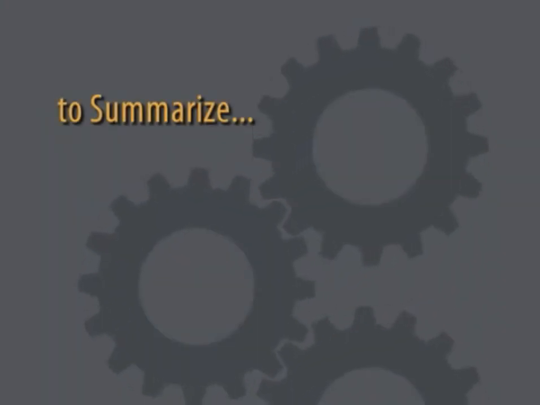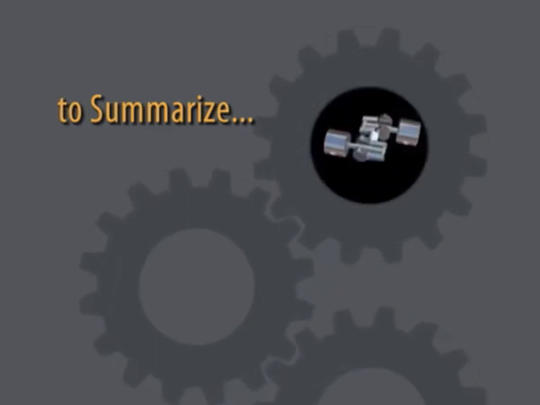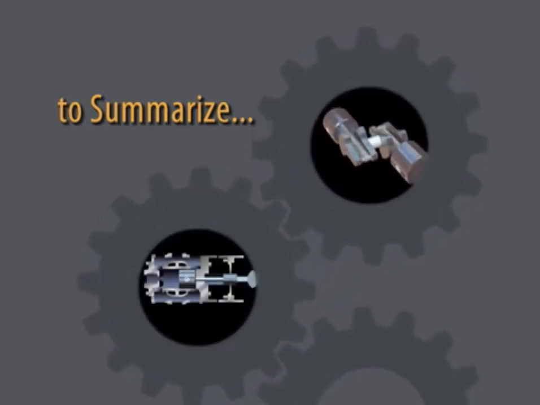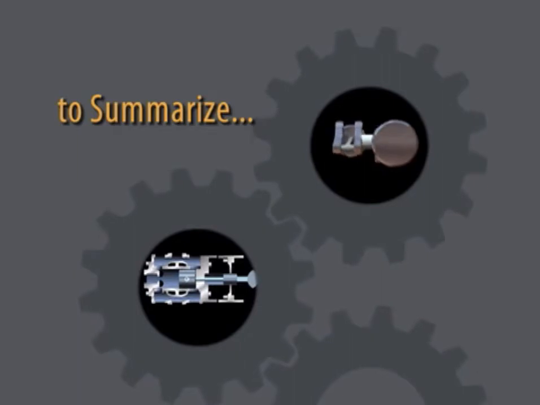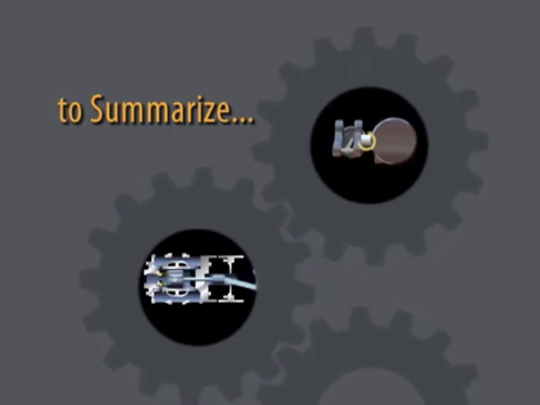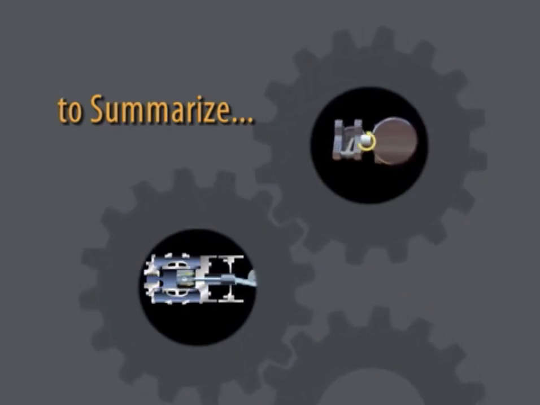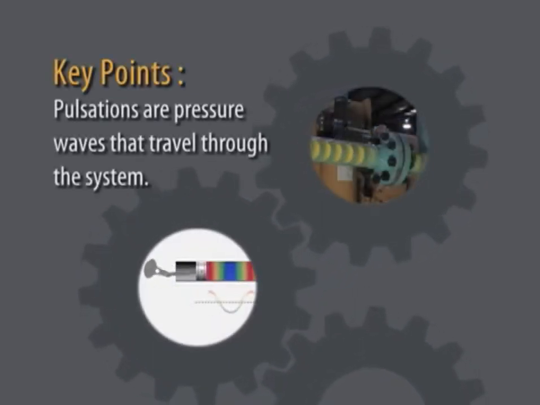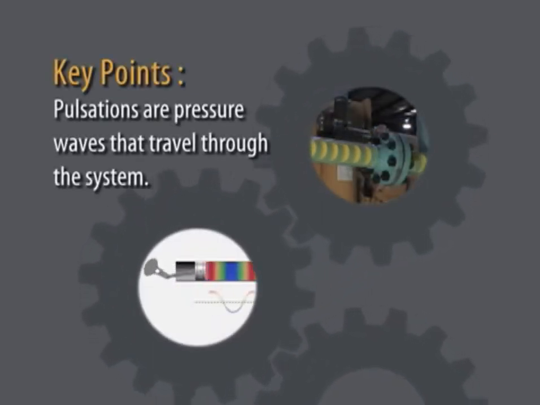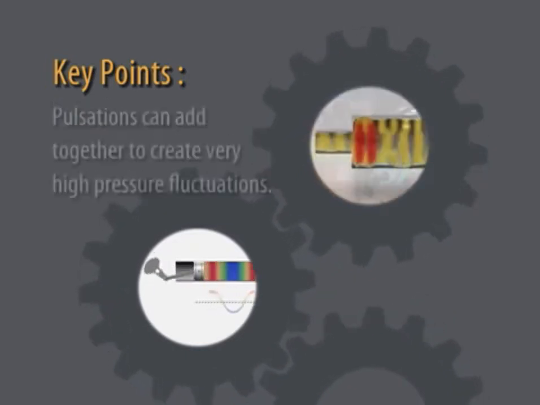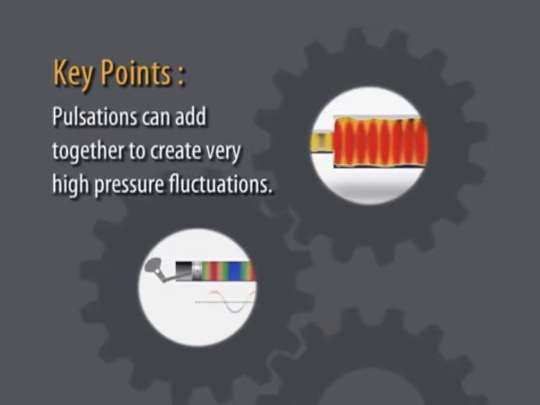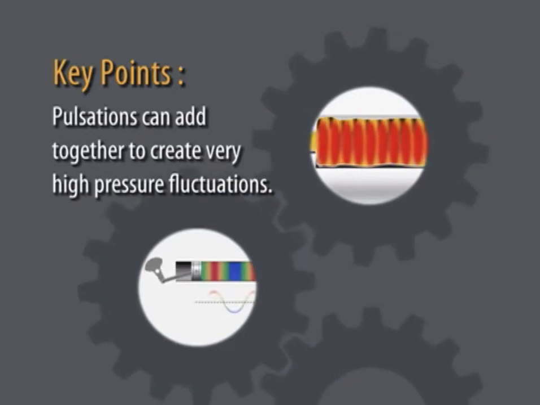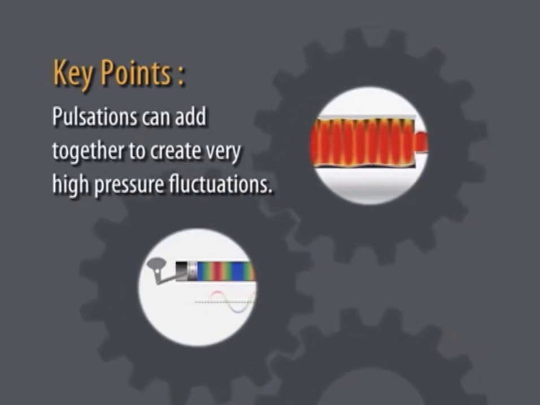Let's summarize this module. There are many forces generated by a reciprocating compressor package. This module describes how pressure pulsations are created during each cycle of a piston. Key points are: pulsations are pressure waves that travel through the system. At resonant conditions, pulsations are added together to create very high pressure fluctuations.